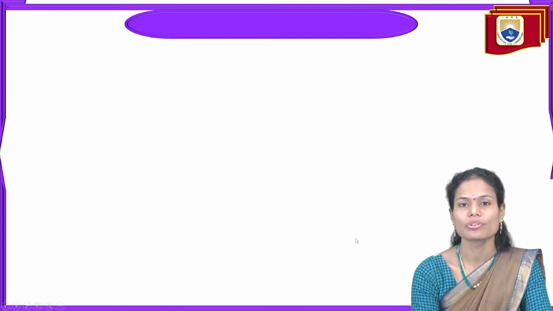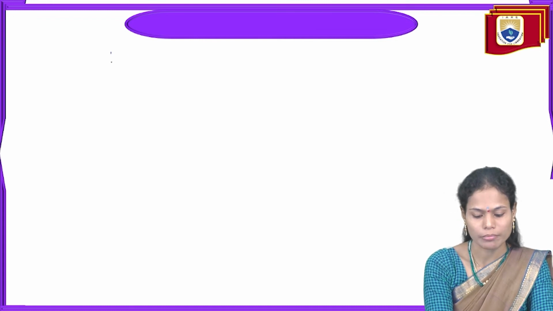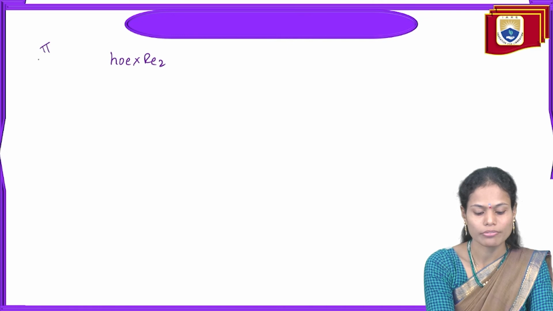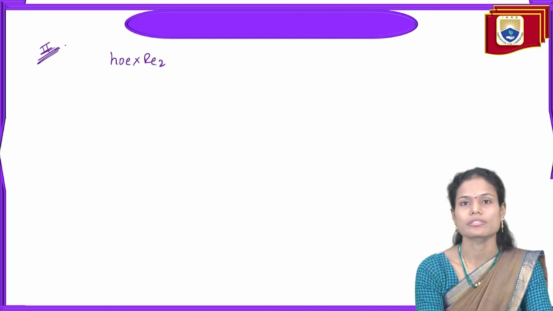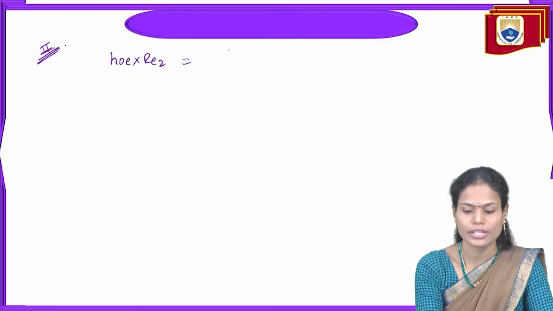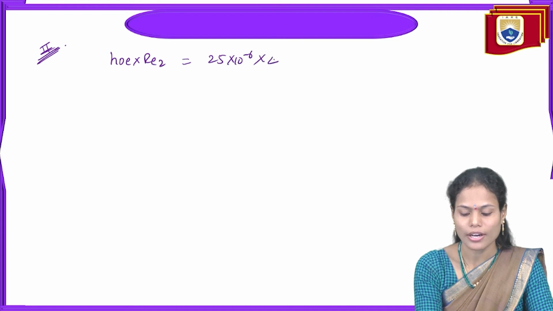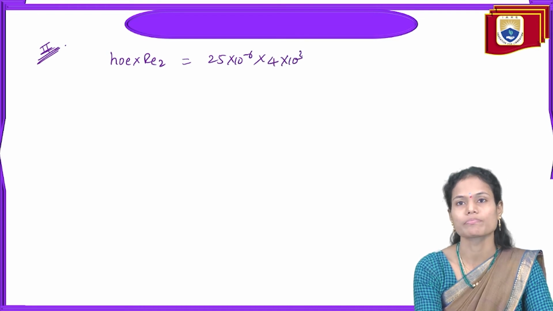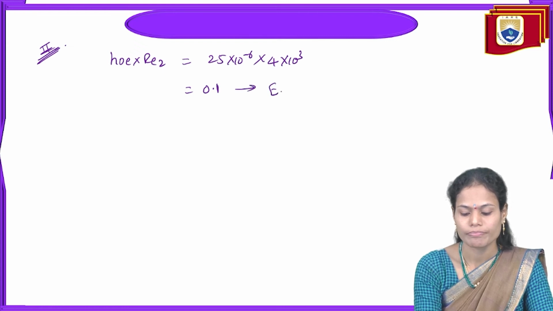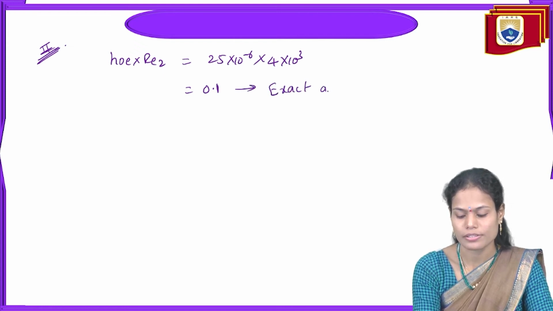Next we have to check for approximate as well as the exact analysis. For that purpose I am taking HOE into RE2. Why? Because we are going for the second stage first. In analysis, we always have to do the second stage first. So the HOE value is 25 into 10 power minus 6 and the RE2 value is 4 kilo ohms. So it is 0.1. So we have to go with the exact analysis.